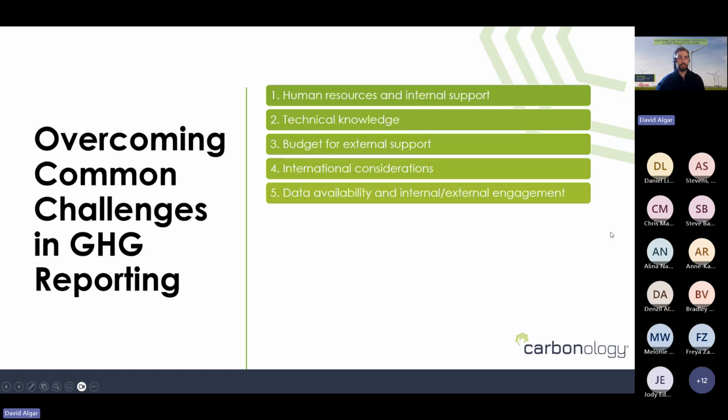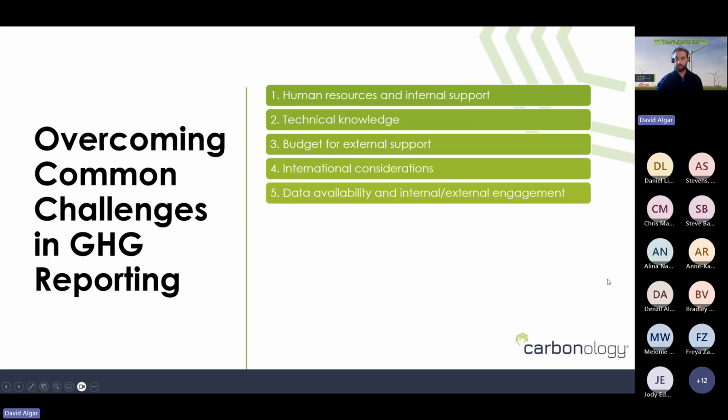Data availability and engagement. I think most people, if they were to rank these, would say data availability is the number one challenge. Getting hold of it internally is arguably easier, but getting hold of external data is very hard. So my tip there is act now. It's better to act now and get 3 months' worth of data than none, because at least you can do something with that. You can also help set expectations for the data provider that they're going to need to give you this data year on year.